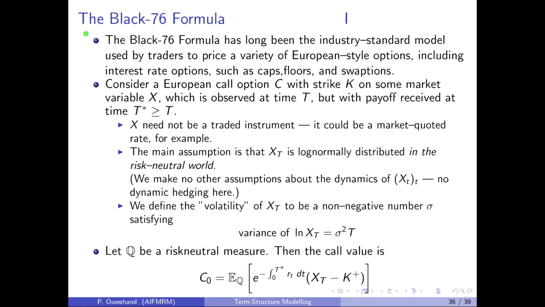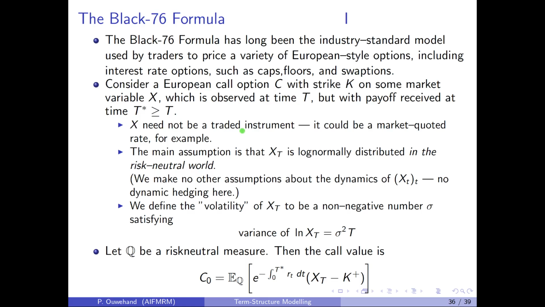Let's now have a look at the Black 76 formula. This formula has long been the industry standard model used by traders to price a variety of European style options, including interest rate options such as caps, floors and swaptions. Consider a European call option C with strike K on some market variable X, which is observed at time T, but with the payoff received at a possibly later date T star.